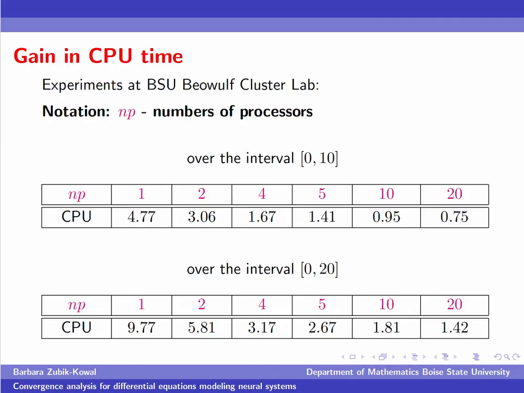Now, the next 2 tables present the gain in CPU time. Here, the red NP stands for the numbers of processors. The first table is prepared when the solution is computed over the interval from 0 to 10, while the second table is prepared when the solution is computed over the interval from 0 to 20. In both cases, we used 1, 2, 4, 5, 10, and 20 processors.